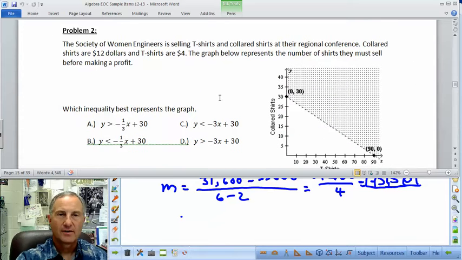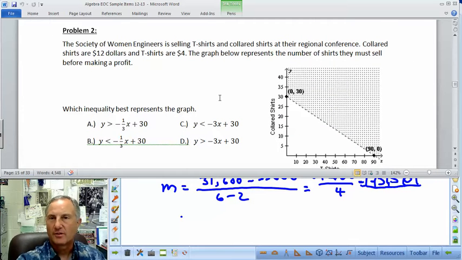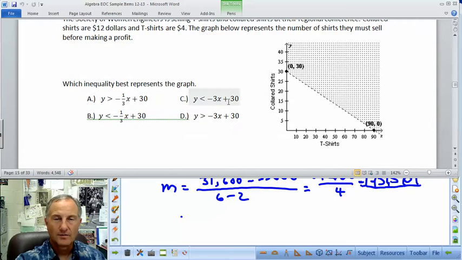Problem 2. The Society of Women Engineers is selling t-shirts and collared shirts at a regional conference. Collared shirts are 12 bucks, t-shirts are 4. The graph below represents the number of shirts they must sell before making a profit. This is the break-even line right here. So let's take a look here. We're all in y equals mx plus b form. I see my y-intercept is 30. All of these are 30, so that doesn't narrow it down at all. So I also know I'm graphing up, and I got a dashed line. So I'm going to get y is greater than. That's a y is greater, that's a y is greater. So it's probably between these two.